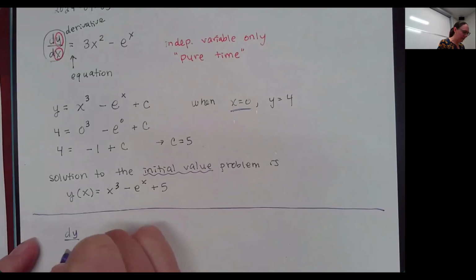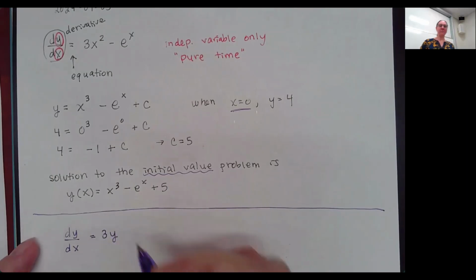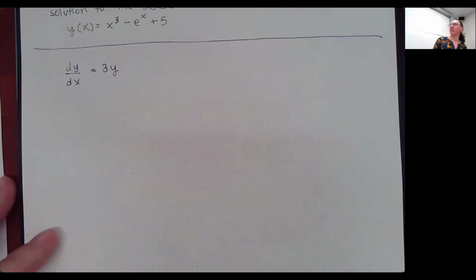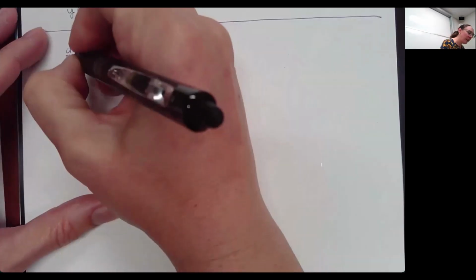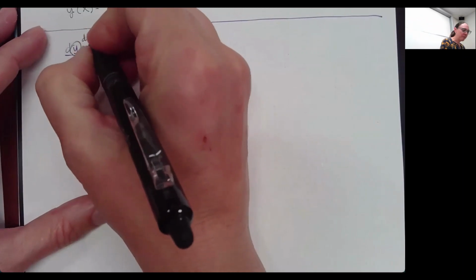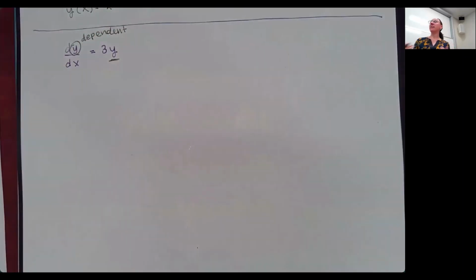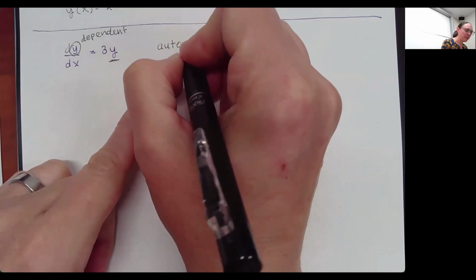Something like dy dx is equal to 3y. It's a differential equation because I have an equal sign and a derivative. But this time, my dependent variable is the variable that appears in my equation. So we refer to these as autonomous.